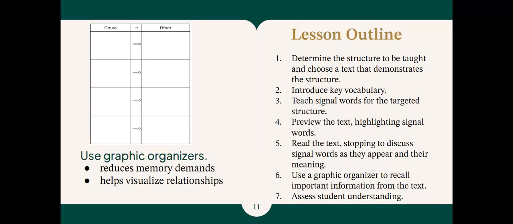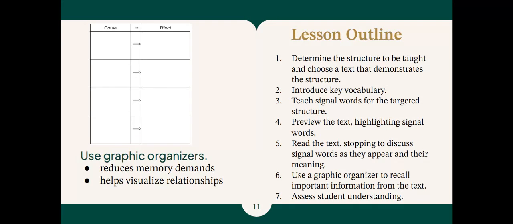Here is an example of a lesson outline that incorporates the recommendations from the research. Step 1 would be to determine the structure you are going to teach and target, and make sure you choose a text that clearly demonstrates the structure. Step 2 would be to introduce key vocabulary. Familiarize students with what they will be learning about. Step 3 is to teach the signal words for the targeted structure. Some words may be familiar to students, some words may be new to students and might need to be reviewed.